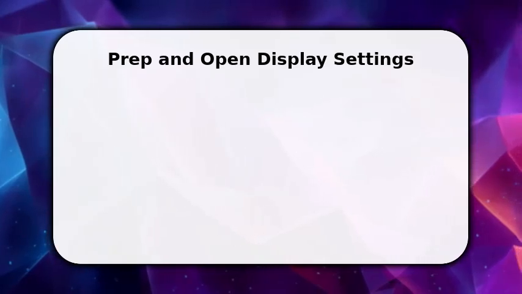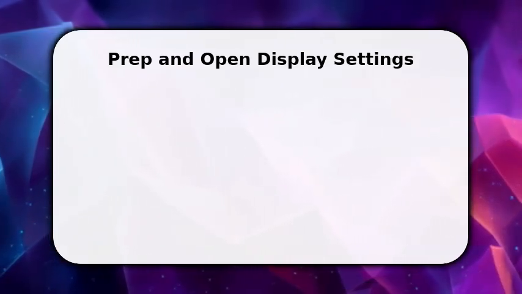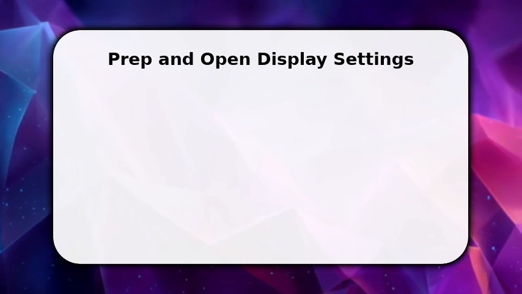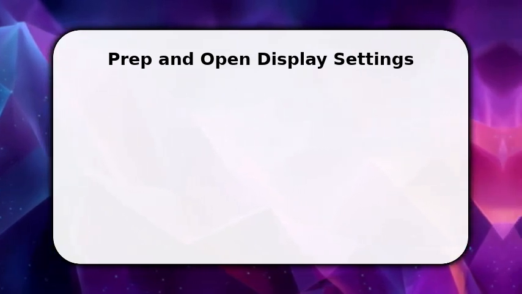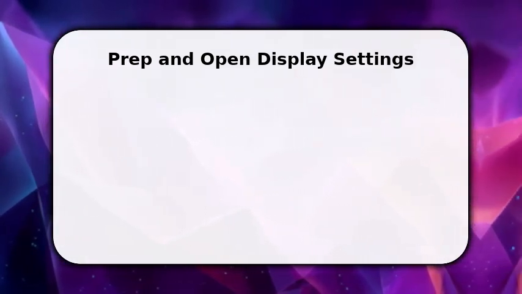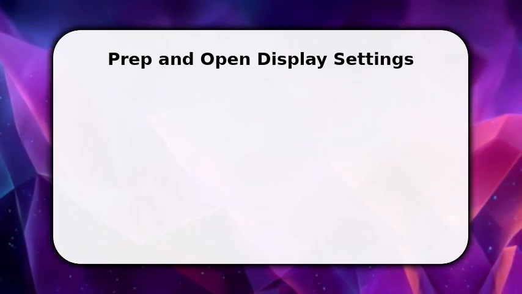You're starting now. Make sure your phone has power and nothing physically covering the ambient sensor because you'll be changing sensor-driven settings. Open Settings, then tap Display. On some phones, it's under Accessibility.